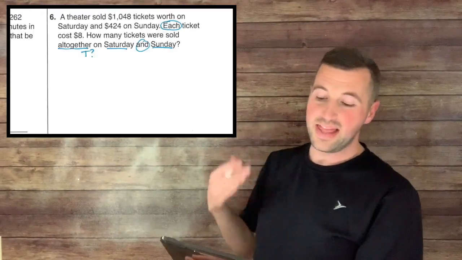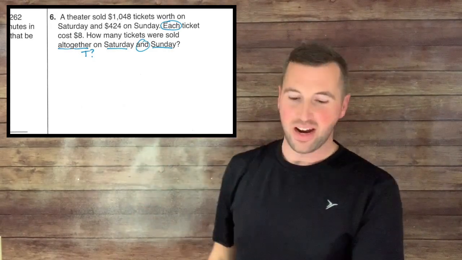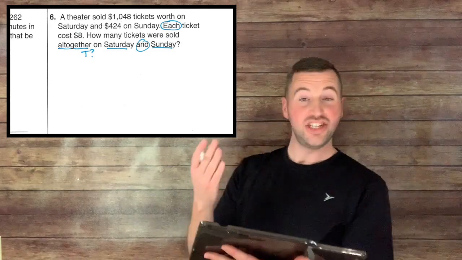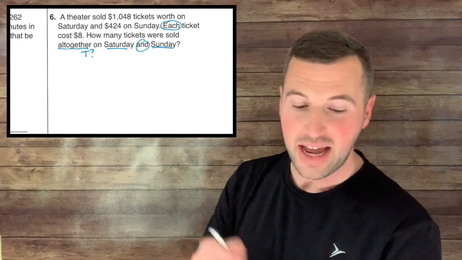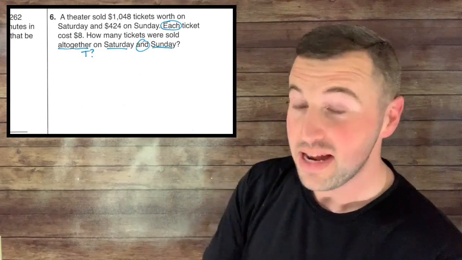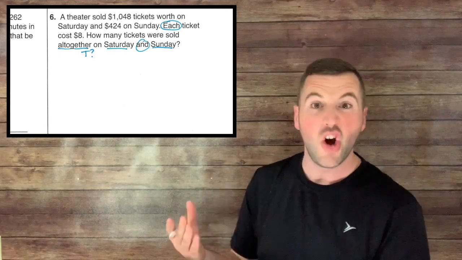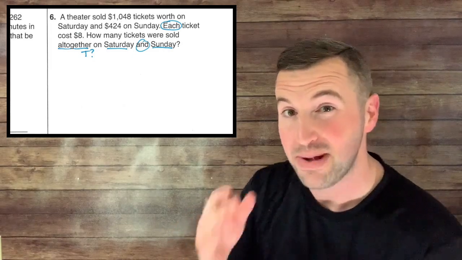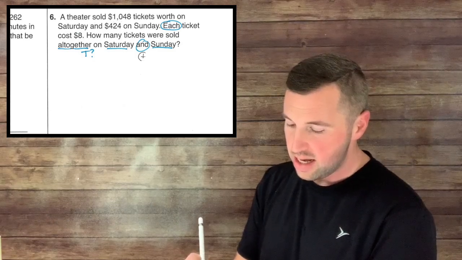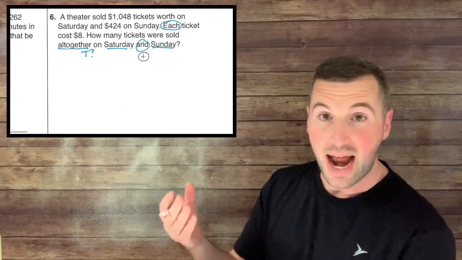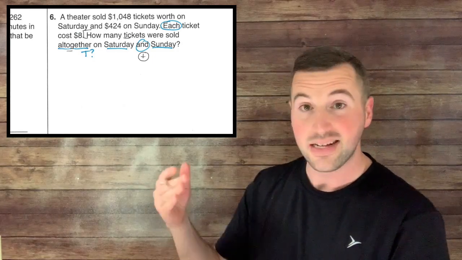All right, now on to number 6. A theater sold 1,048 tickets worth on Saturday and 424 on Sunday. Each ticket cost $8. How many tickets were sold all together Saturday and Sunday? This is a little bit of a tricky problem because normally we see each, we say we don't know the total, and we assume that we need to multiply. But let's look at this one carefully. We are going to use this hint here about adding. Let's go ahead and bracket the question.